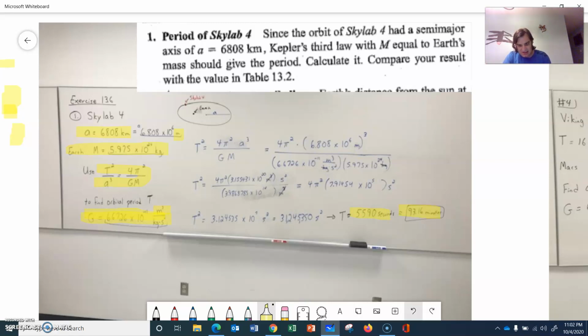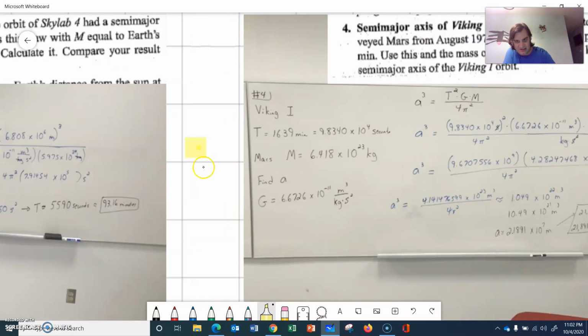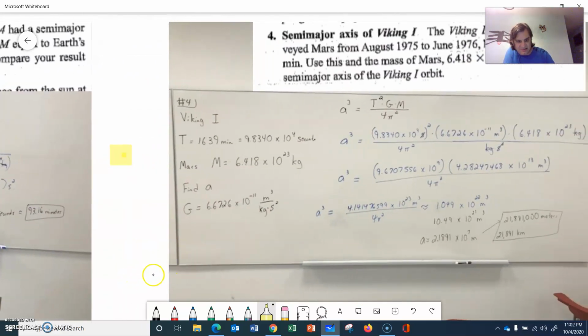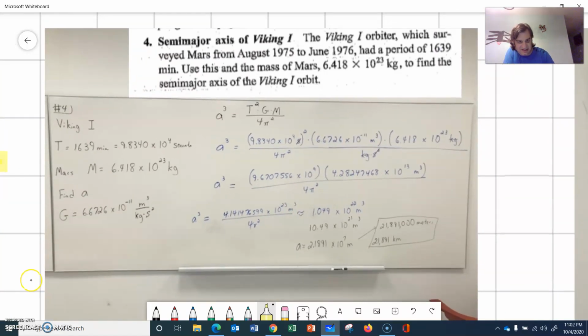Okay, let's take some of those highlights off just so they're easier to look at if you pause it a little bit later. So the hard thing here is following the scientific notation. Okay, here's a second problem. It does pretty much the same stuff.